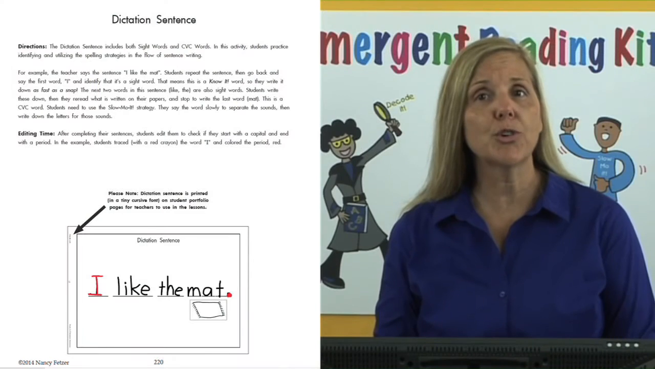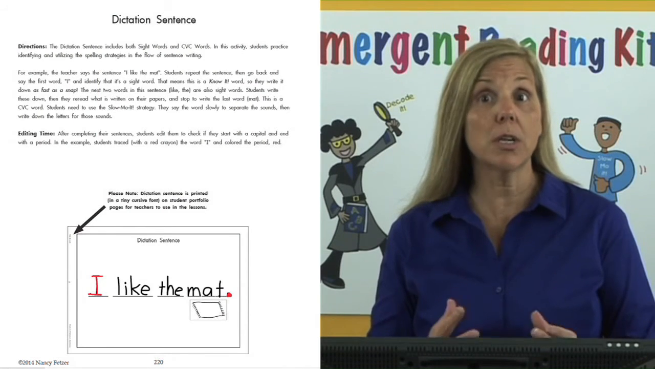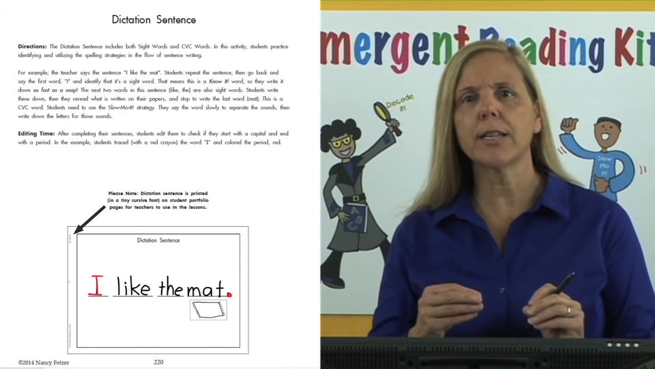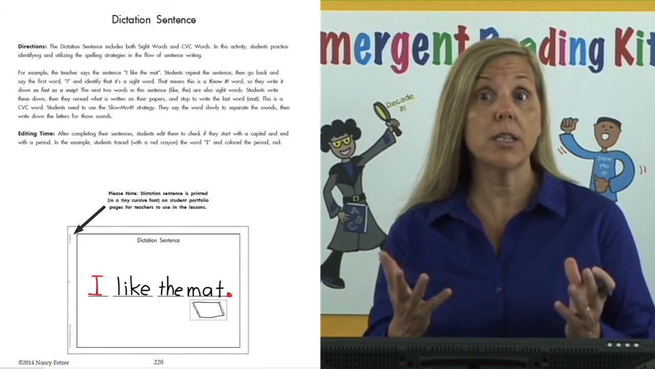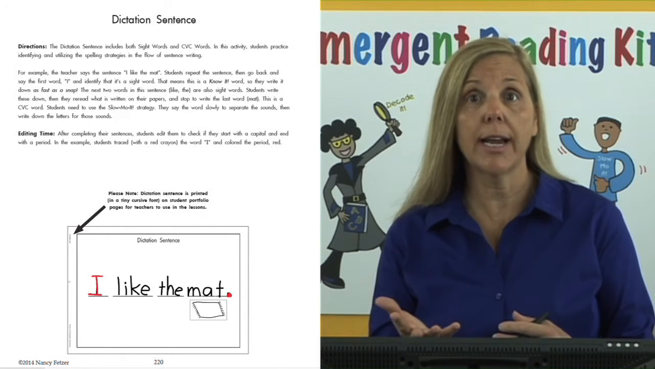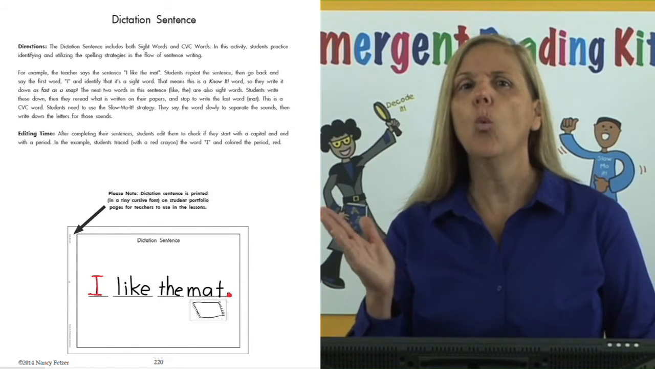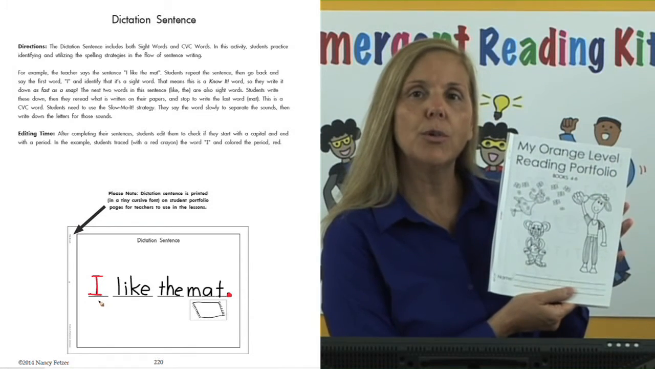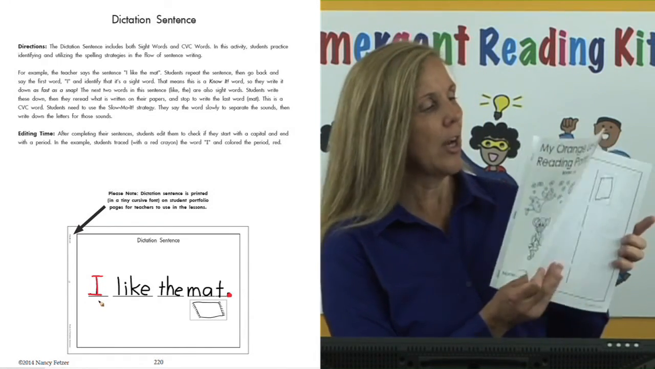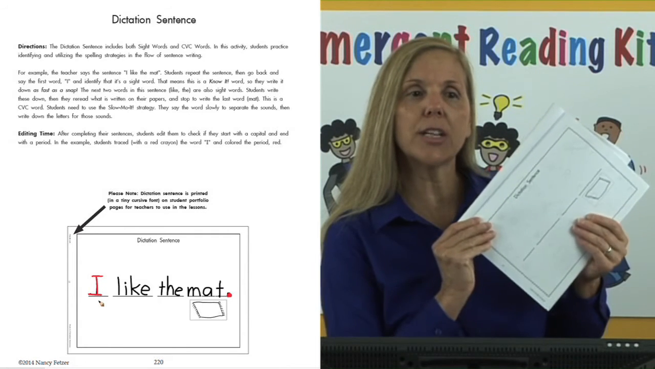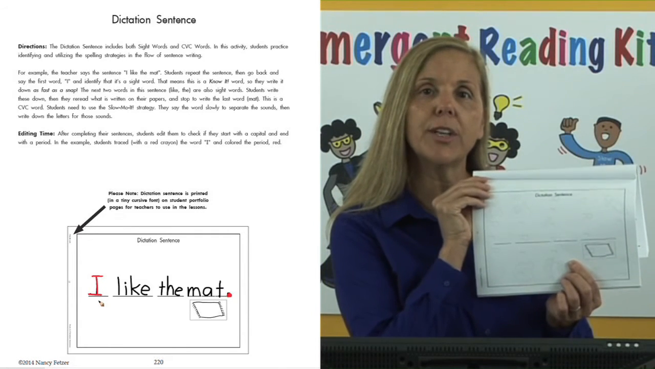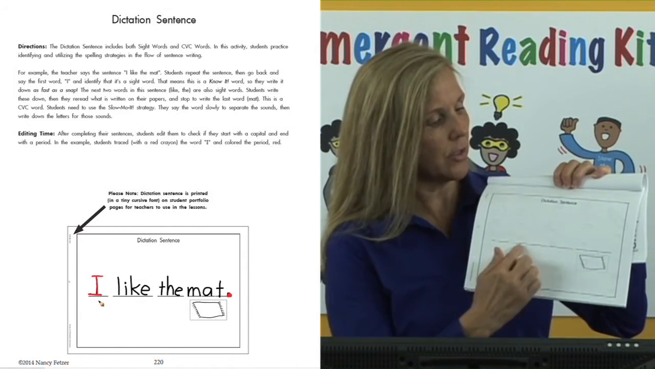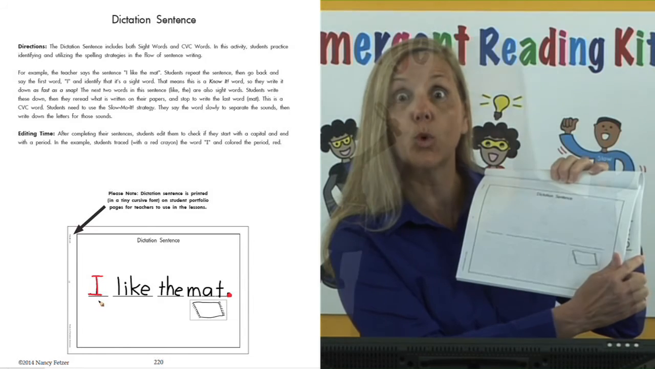Please turn to page 220 for directions to teach the dictation sentence. In this activity, students are going to practice identifying and utilizing the spelling strategies, whether it's an I know it word or a slow-mo it word, while in the flow of writing a sentence. Students go to their student portfolio. They open up to their dictation sentence page. Notice they're going to have to turn it so that it's in the landscape position, writing the sentence across the page so they have more room.